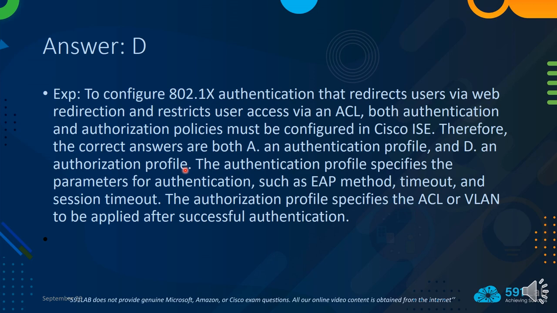Why? Because an authentication profile specifies some parameters like authentication, EAP method, and timeout. On the other hand, the authorization profile specifies the access list or VLAN to be applied, and this answer matches our question. Answer D is the correct answer here.